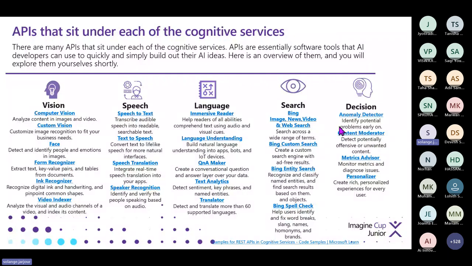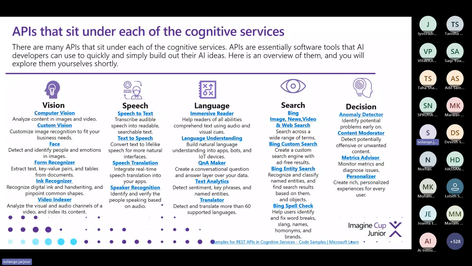Also, we have Anomaly Detector, where it will identify problems, for example, in a specific, let's say, database, it will detect it. Content Moderator, if I put it, for example, on emails or on LMS, it will be detecting any offensive words that are coming from students. Metrics Advisor, so if I put it, for example, on my temperature, just to monitor the temperature outside.